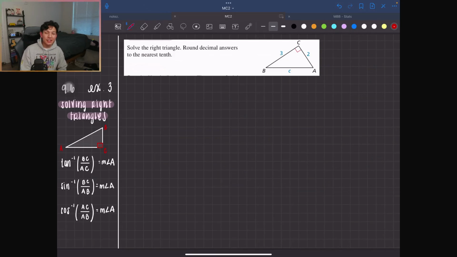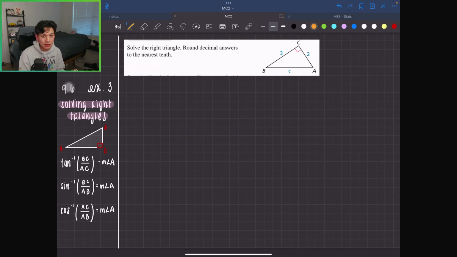All right, in this next example, we're going to be solving this right triangle. Whenever you hear that phrase, solving a right triangle, basically, you just need to find all of the missing side lengths and all of the missing angles, okay? So let's take a look at this right triangle. Solve the right triangle. Round decimal answers to the nearest tenth.